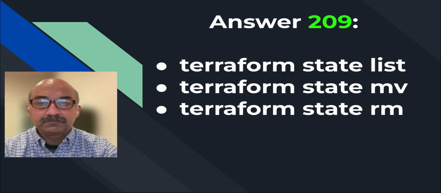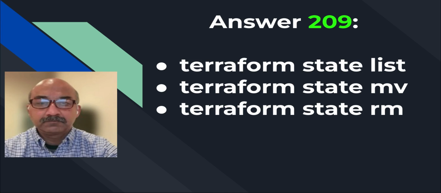Okay, so if you want to just see what items we have in your state, the simple command to run is terraform state list. If you want to move state from one place to another, you do a terraform state mv command, just like a Unix command.